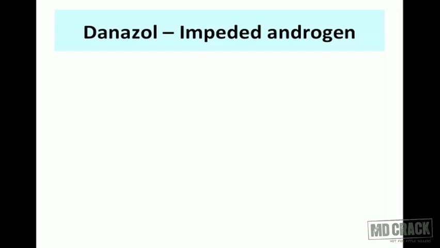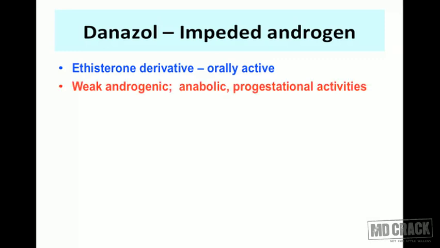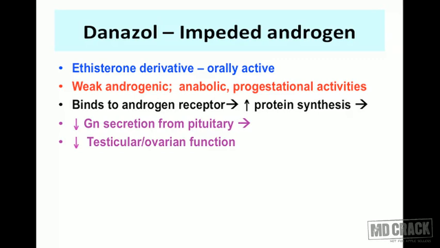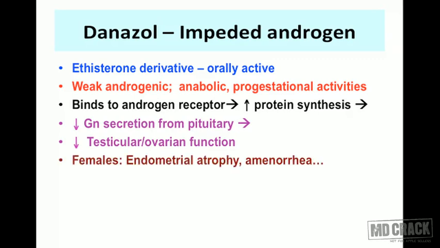At the end of the discussion of anti-androgen, we discuss an atypical substance. I just made a mention of it, and the name of this substance is Danazol. It is an impeded androgen. It is an ethisterone derivative which is orally active, and its androgenic property is weak. That's why we call it impeded androgen. But it's got anabolic actions, and it's got progestational activities. It goes to the androgen receptor, binds to the androgen receptor, and stimulates the protein synthesis, and this leads to decrease in the gonadotropin secretion from the pituitary. This suppresses the testicular and ovarian function.